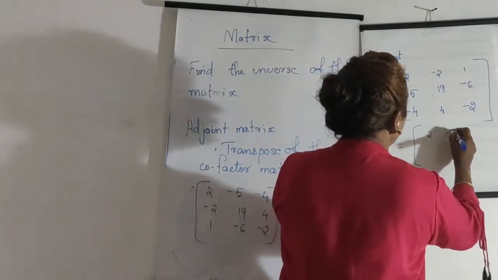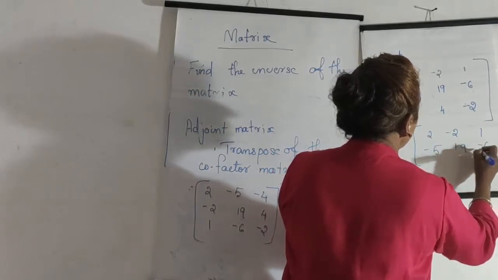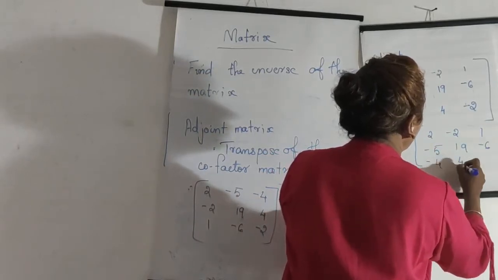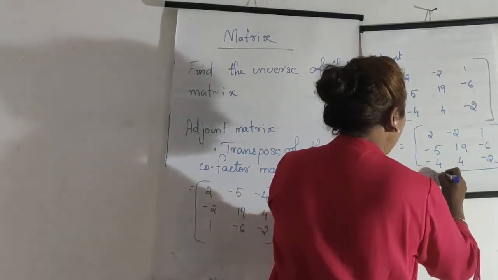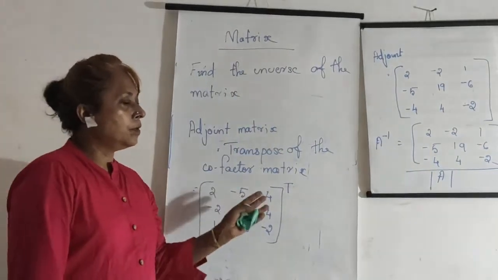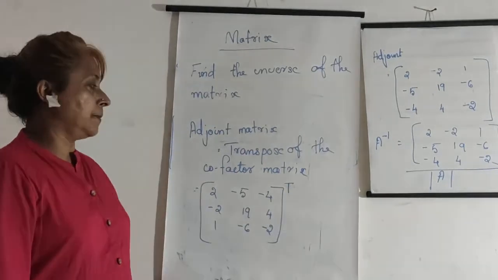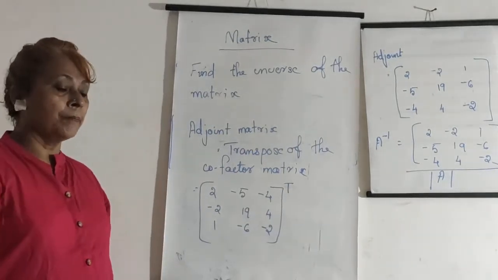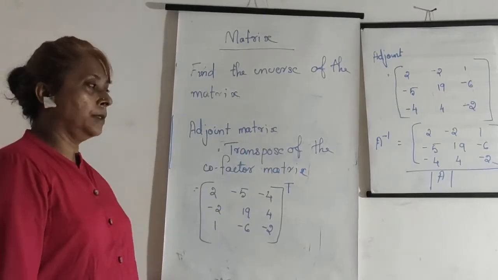2, negative 2, 1, negative 5, 19, negative 6, negative 4, 4, this one divided by the determinant A. This means the determinant A. Now we got the inverse of A, the inverse of the matrix. And we have already learned it, isn't it? Okay. Now this is the way in which we can find the inverse of the matrix.